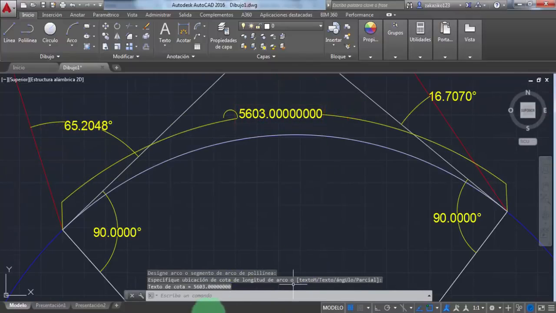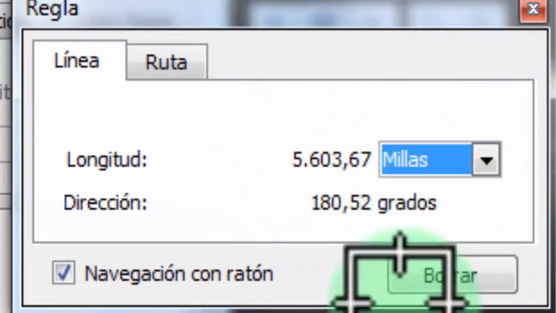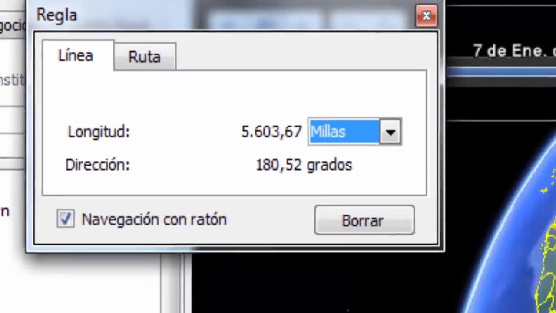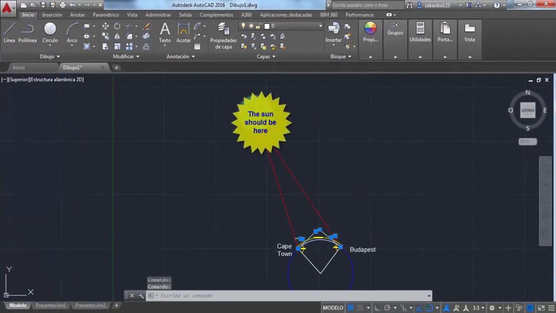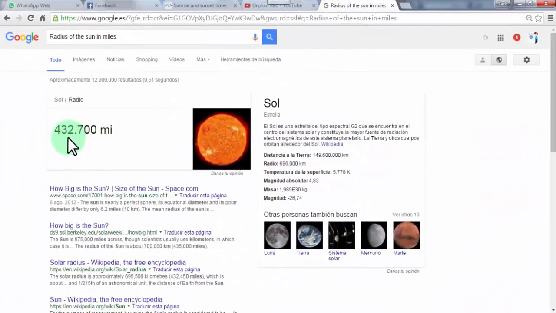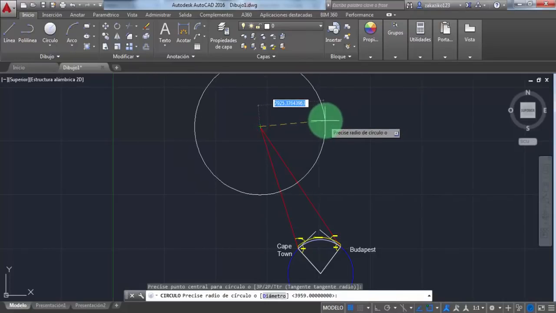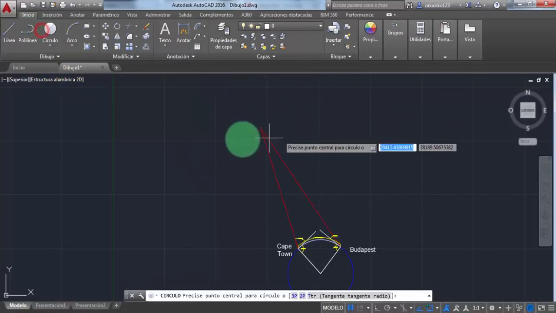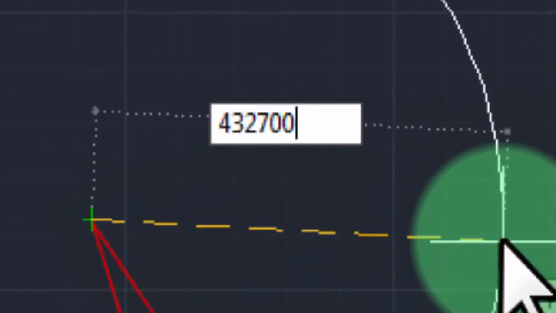So this is the distance we have in AutoCAD. Let's see if that is exactly the distance we got from Google Earth. It matches perfectly. Now let's see how far these lines are going to take us. It doesn't look so far. Before I measure the distance, I'd like to draw the sun too. So here is the radius of the sun. 432,700.